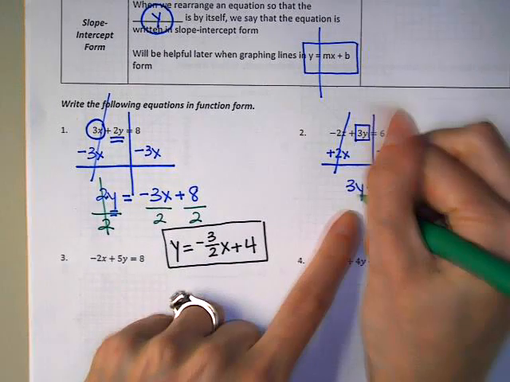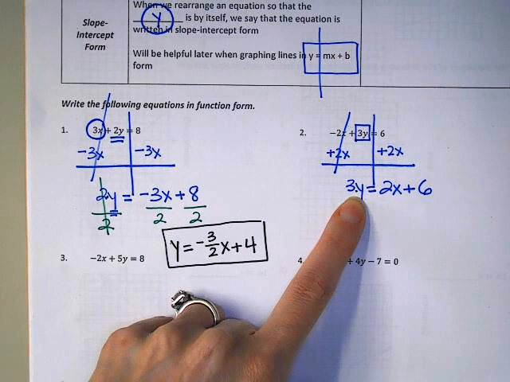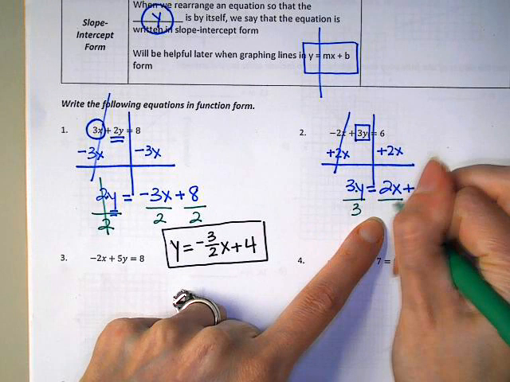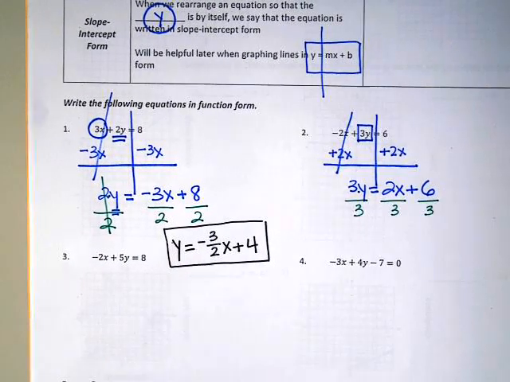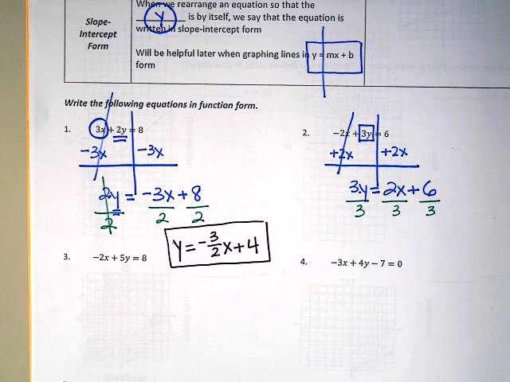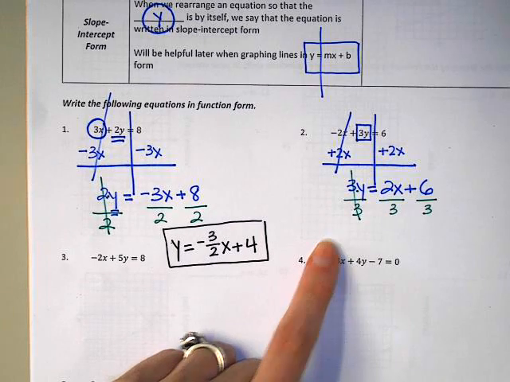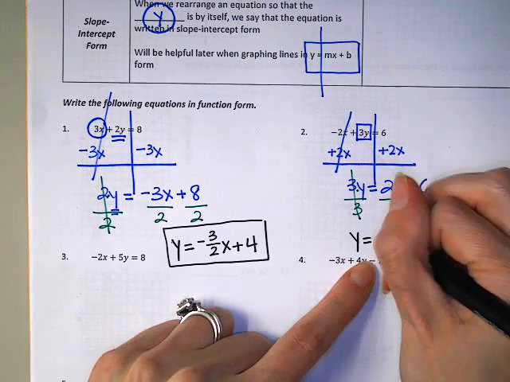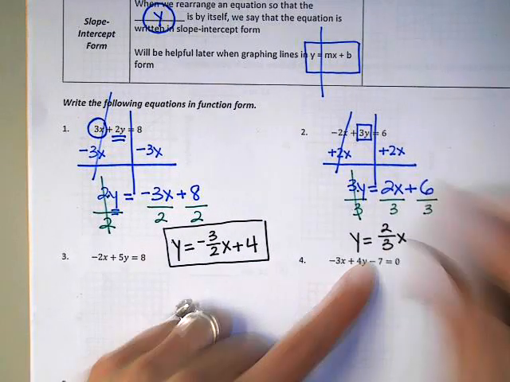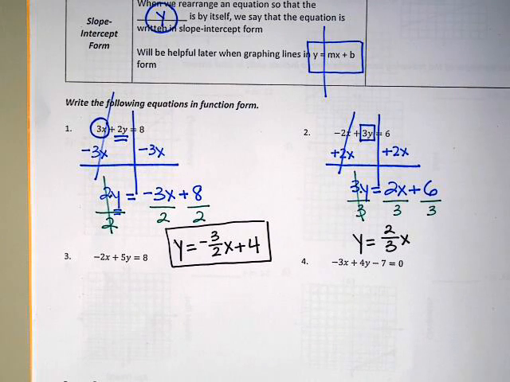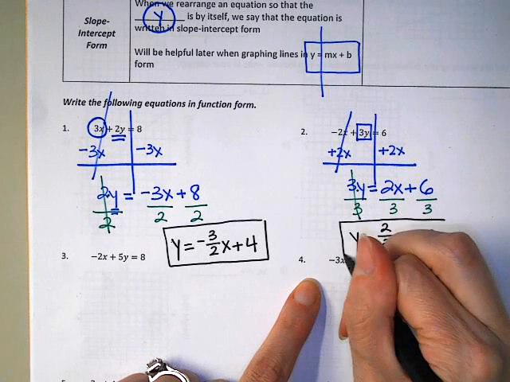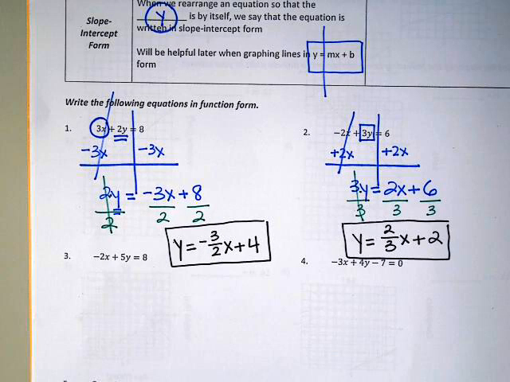And then, how do you get y alone? The opposite of multiplying by 3 is dividing by 3. And we're going to do it to every single piece. So these cancel, and we're done. Y equals 2/3 doesn't divide, so I'm going to leave it. 2/3 x, and then 6 divided by 3 is 2. Y equals mx plus b.